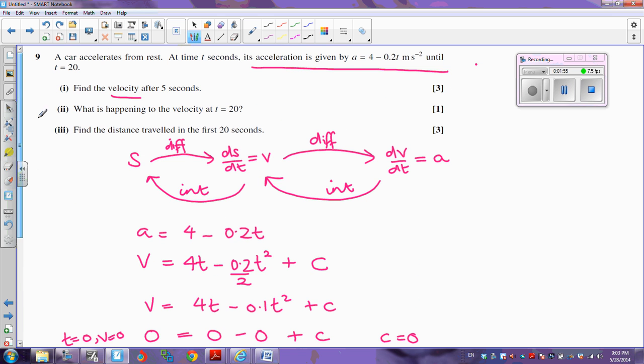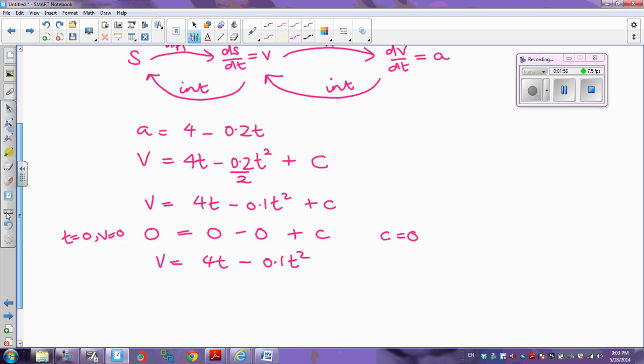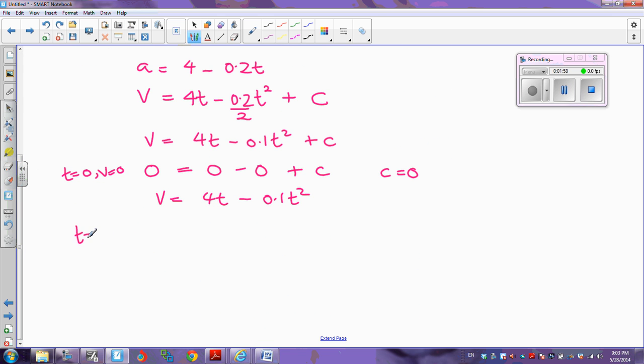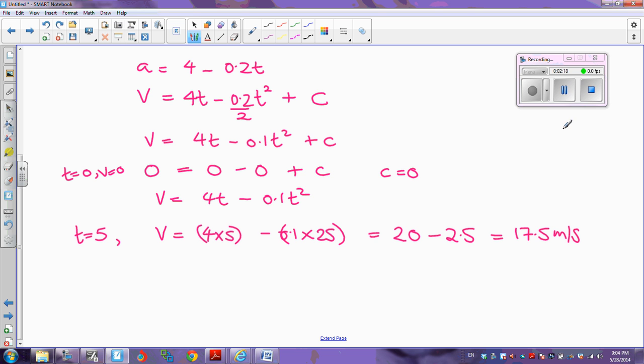We are asked to find the velocity after 5 seconds, so that's when t is equal to 5. So when t is equal to 5, v is going to be 4 times 5, take away 0.1 times 5 squared, well that's 25, so it's going to be 20, take away 2.5, which is 17.5 meters per second.